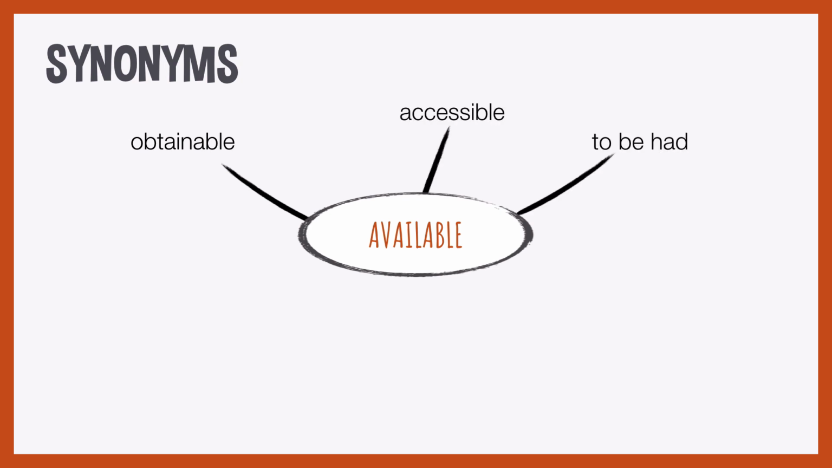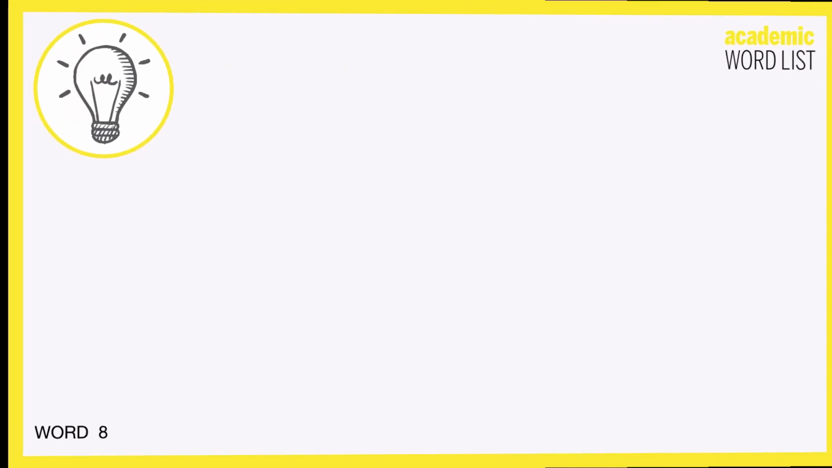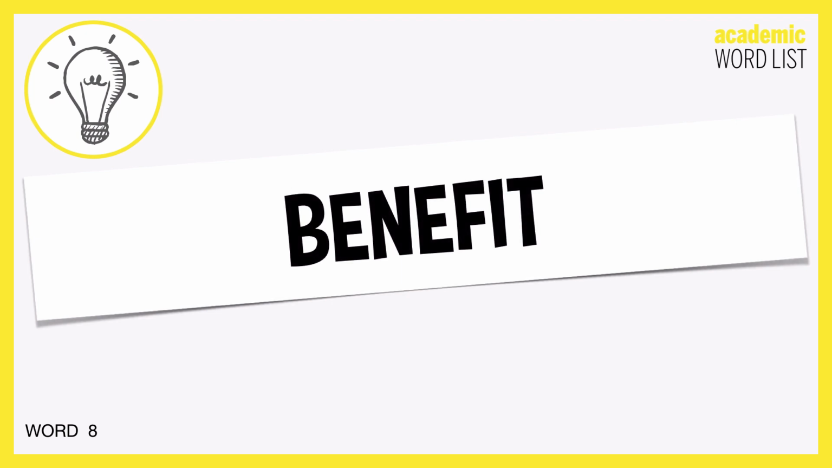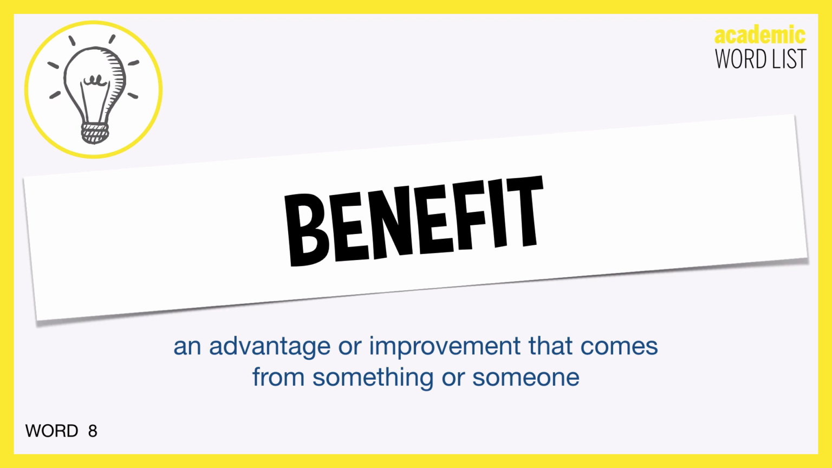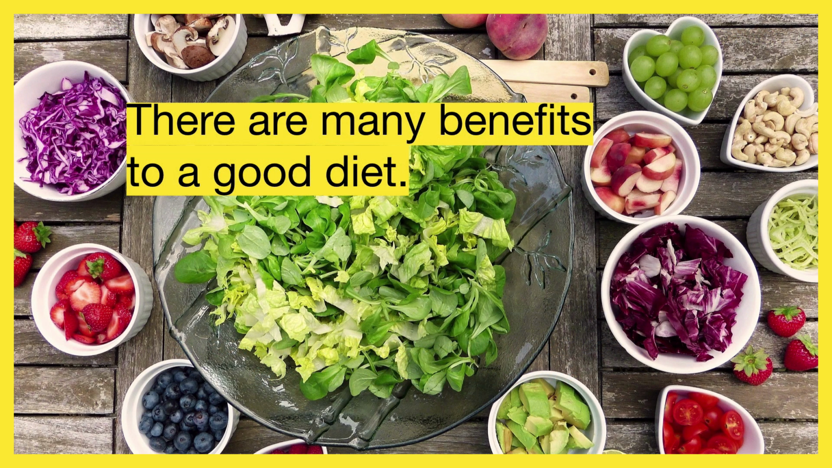And some synonyms: obtainable, accessible, to be had, ready for use, at hand, and to hand. So that's available. And the next word, benefit. Benefit. So in its most academic use, a benefit is an advantage or an improvement that comes from something or someone. So, for example, there are many benefits to a good diet. So lots of advantages if you eat healthy food.